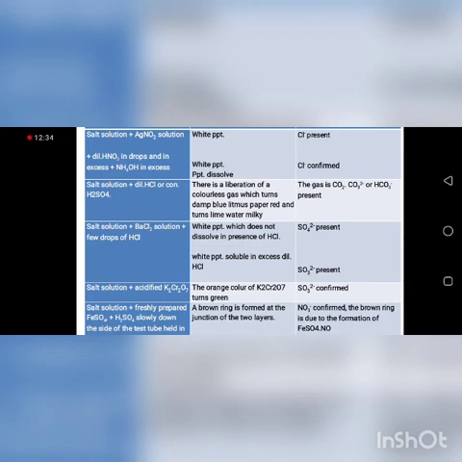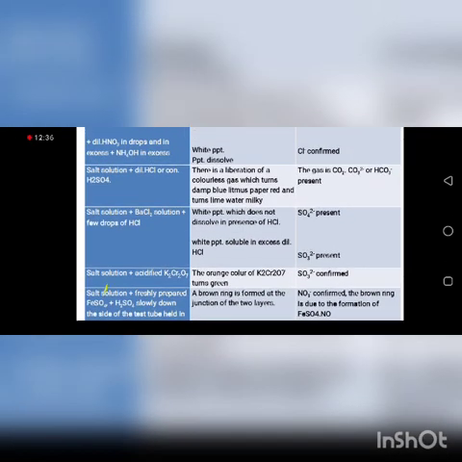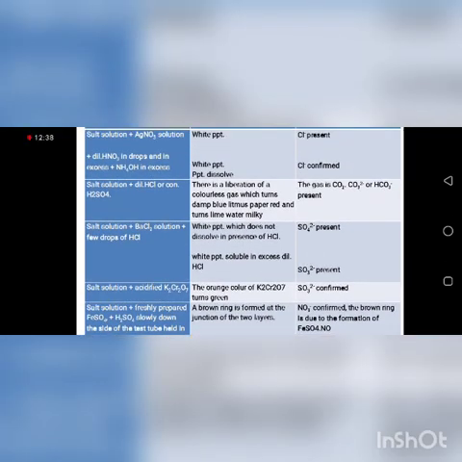So that is that. Now the next one is when you add acidified potassium heptaoxodichromate 6 to the unknown sample solution, and the orange color of the reagent turns green, it confirms that SO3 2- is present. So that is how to confirm SO3 2-.